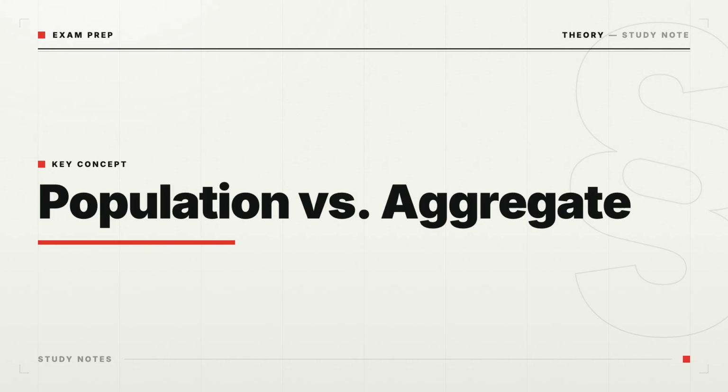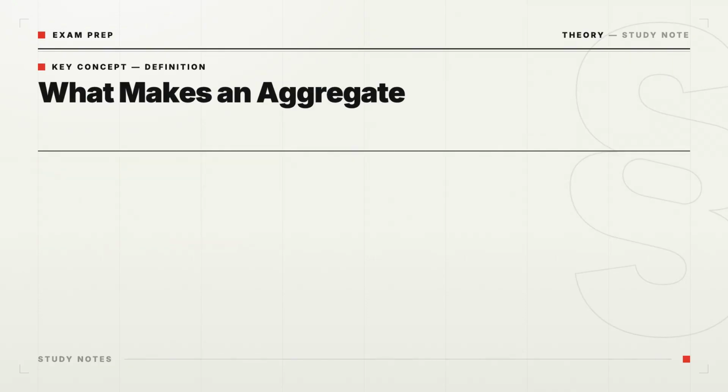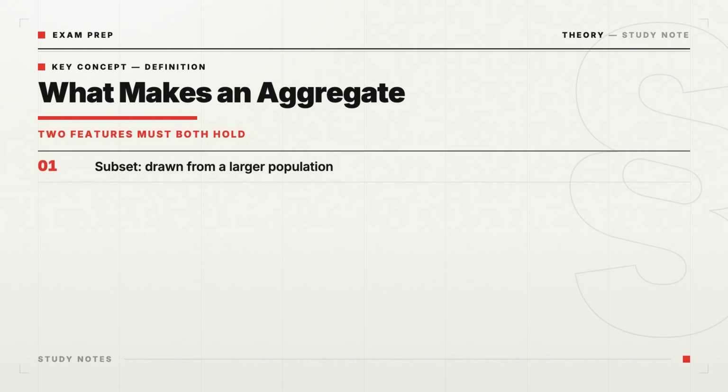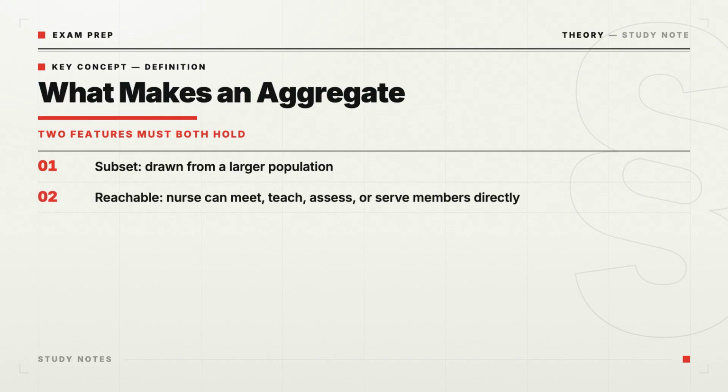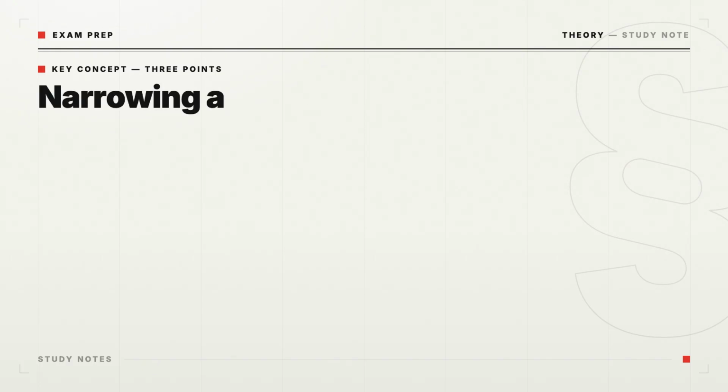Nursing practice needs a smaller, workable unit that still belongs to that larger group. An aggregate is a selected segment of a population, small enough to interact with directly. Two features define it, and both must hold. It is a subset drawn from a larger population, and it is reachable, meaning the nurse can actually meet, teach, assess, or serve its members in person.